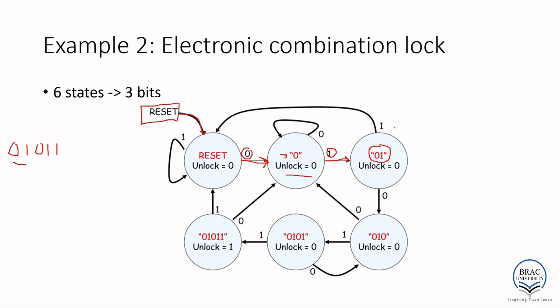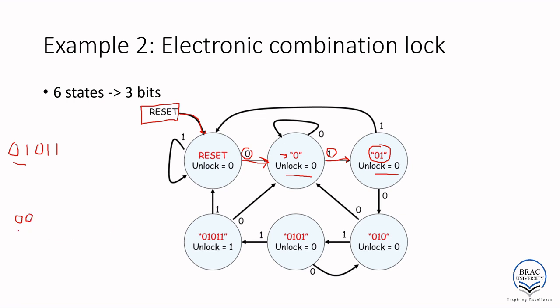So in this state, we say that someone has pressed 0 1, but it is still not the complete pattern for unlocking, so our unlock should still be 0. But if someone pressed 0 instead of 1, so first we press 0 and then someone pressed 0, so 0 and 0. I'm talking about this state.